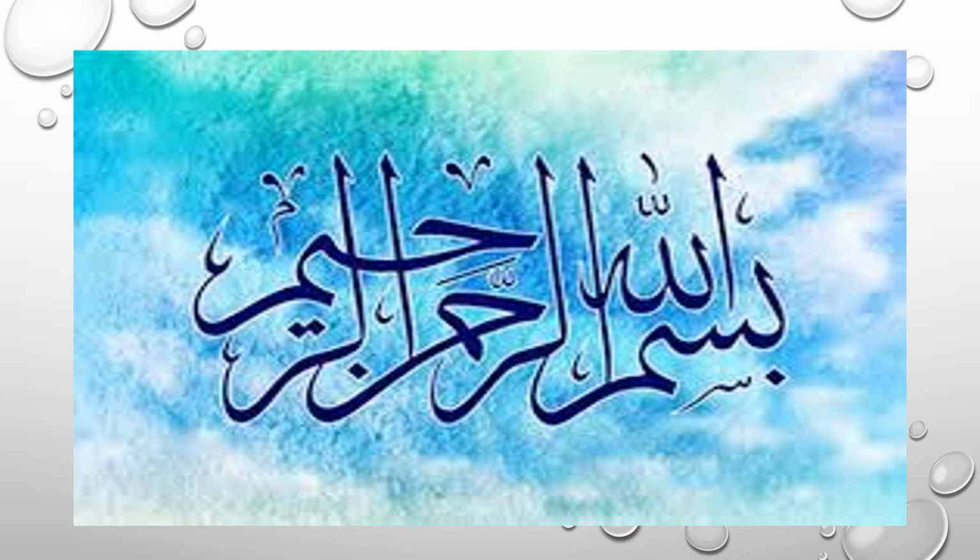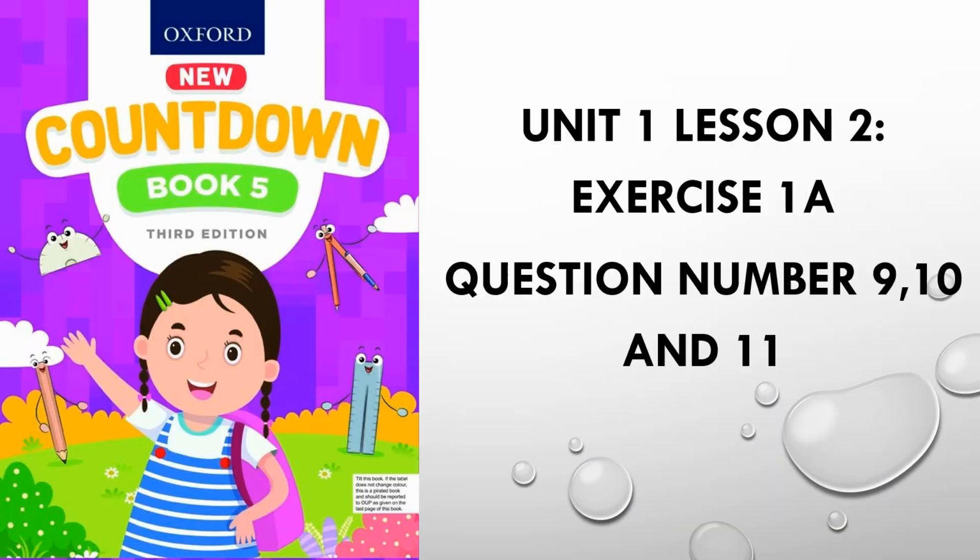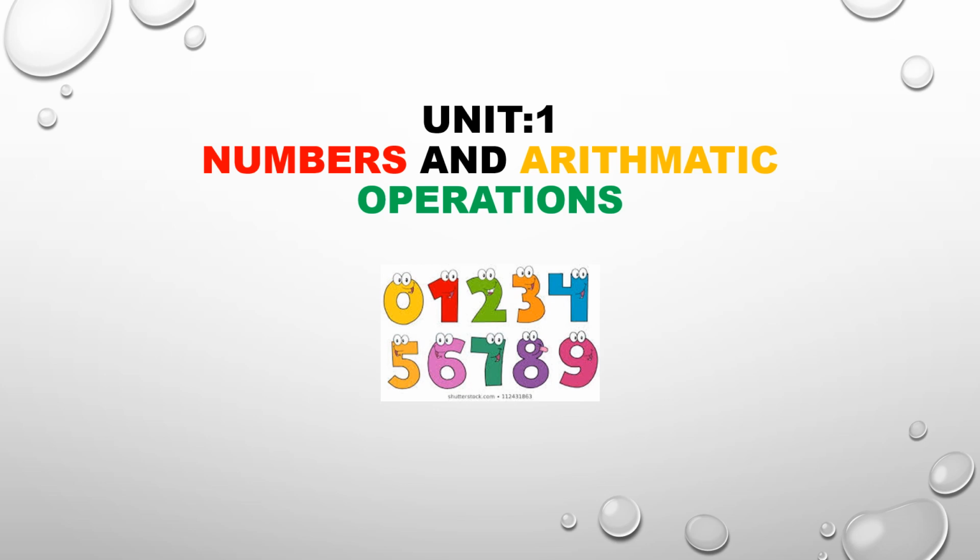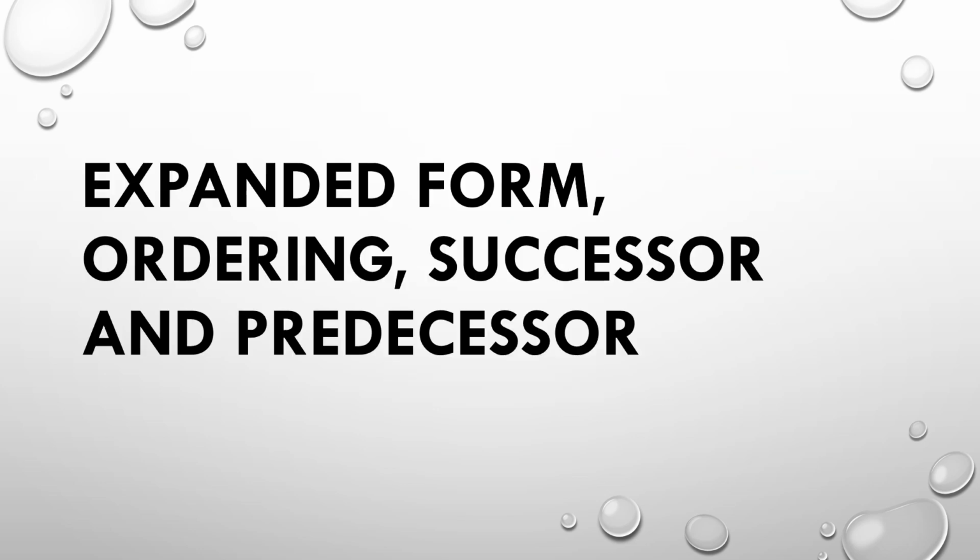Today we are going to learn about our new Countdown Book 5, 3rd edition, Unit 1, and it is our lesson 2. Earlier I have explained in lesson 1 about the numbers, how to read and write a number. Today we are going to learn about expanded form, ordering, successor and predecessor.